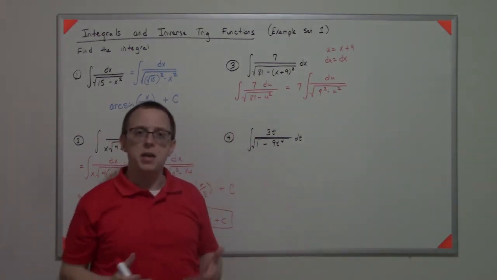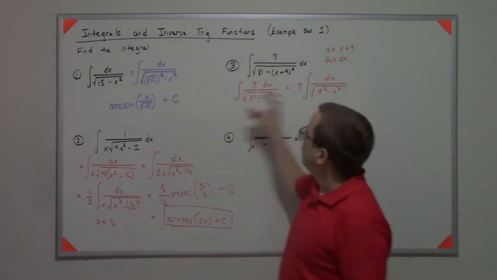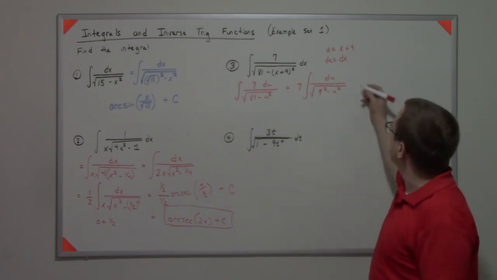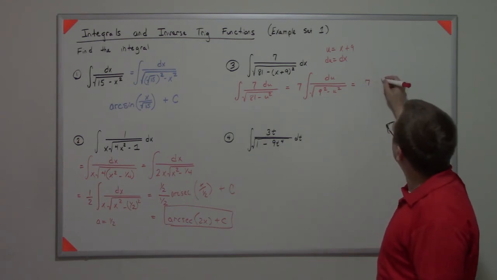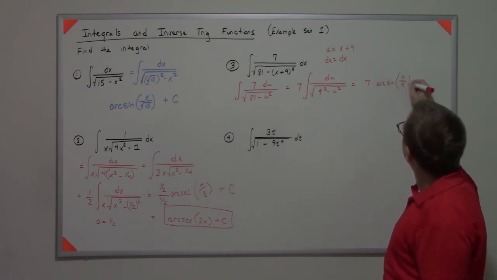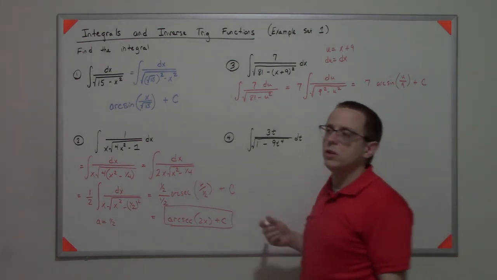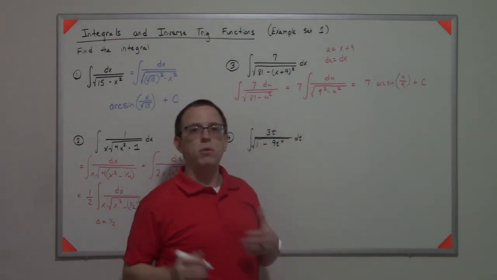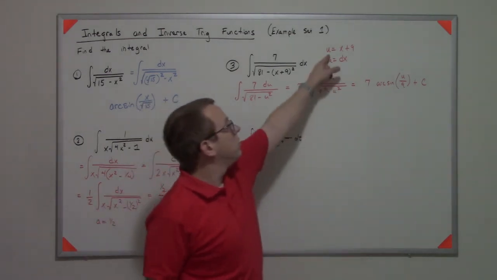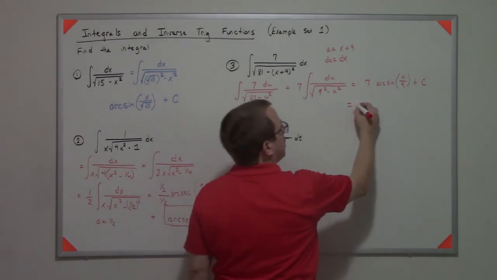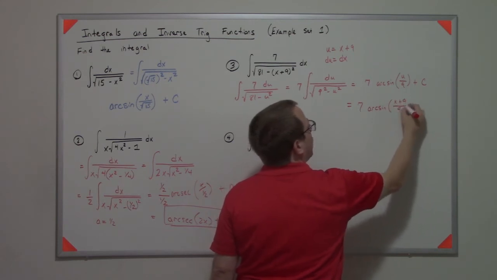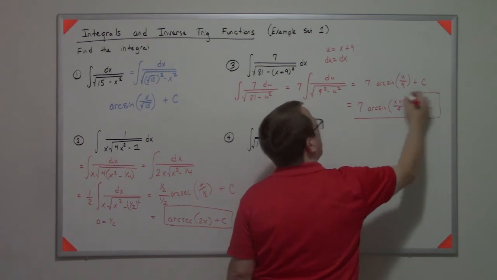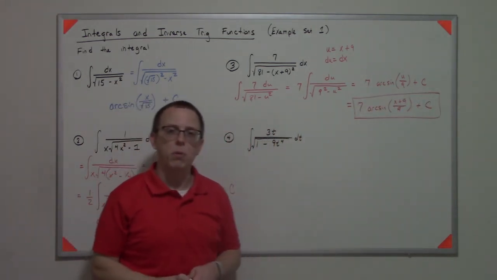So that tells me that my a here is 9. So this looks like this type of problem. It's an arcsine problem. So in this particular case, it's going to be 7 arcsine of u over 9 plus c. But again, we didn't start in u's, we started in x's, so we have to replace u with its substituted term, giving us 7 arcsine of (x plus 9) over 9 plus c. And that's how you do that type of problem.